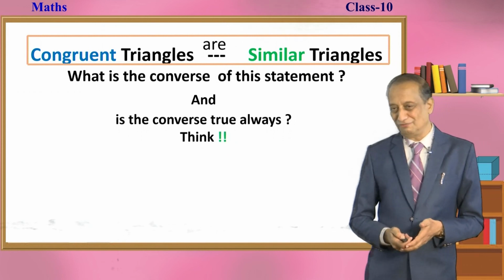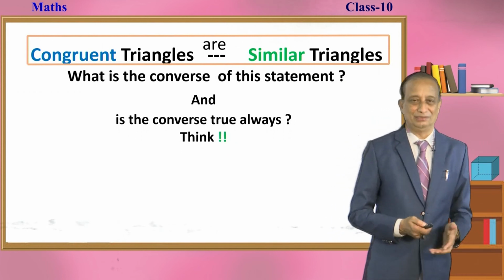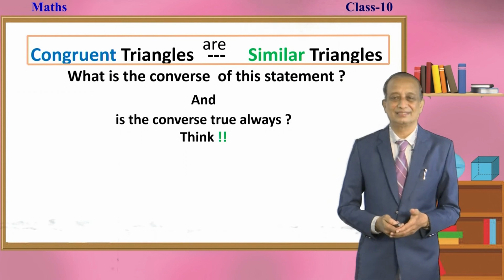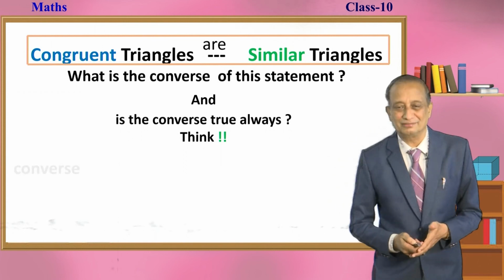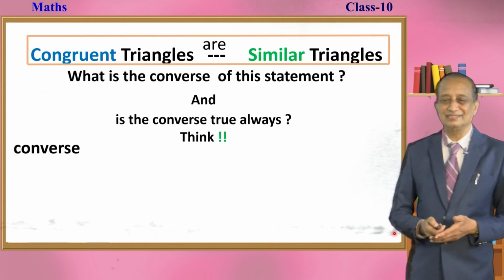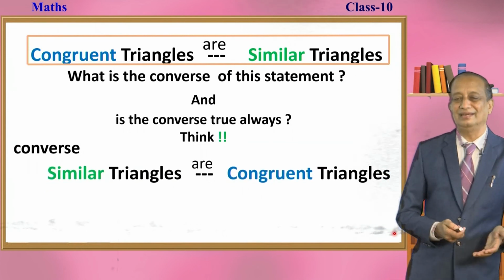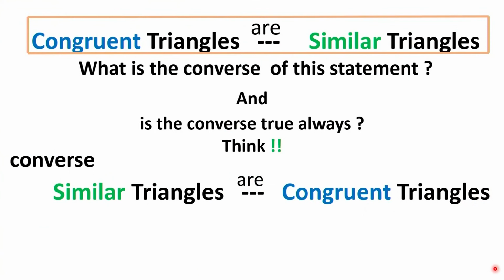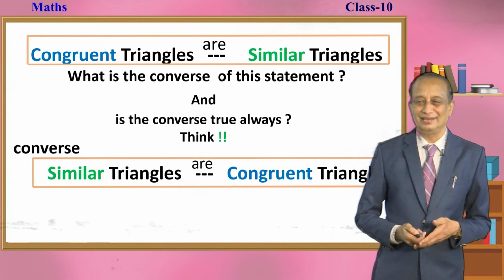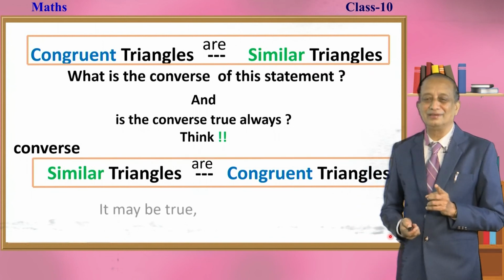Yes, can you think for a while, children? Good, you are doing it. Yes. What is the converse of this? The converse is definitely this: if two triangles are similar, then they are called congruent triangles. Is it true, children? If two triangles are similar, can we say that they are congruent? Can you agree with this statement, children? Okay, I think you are not at all agreeing with this.